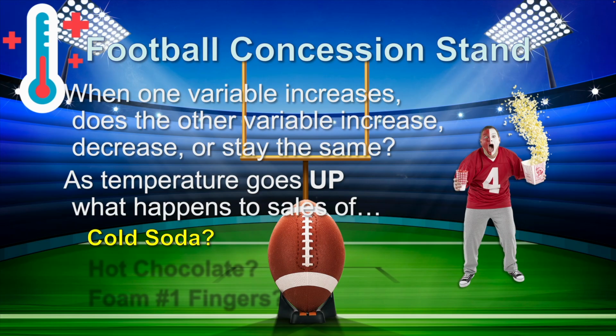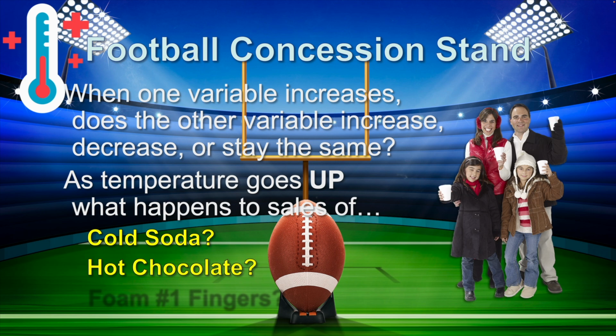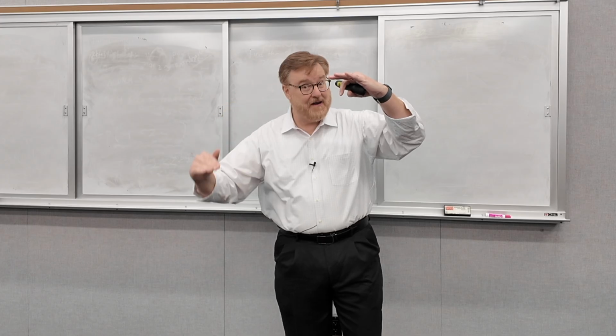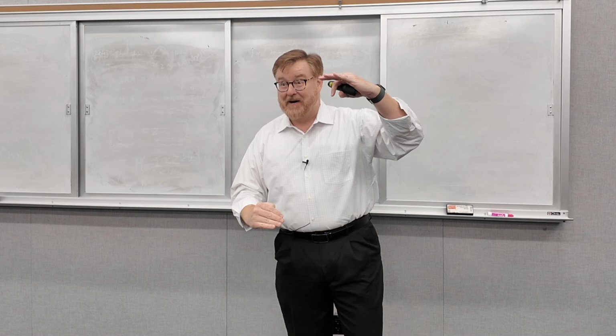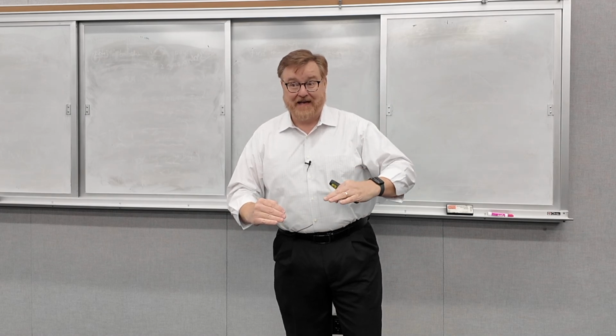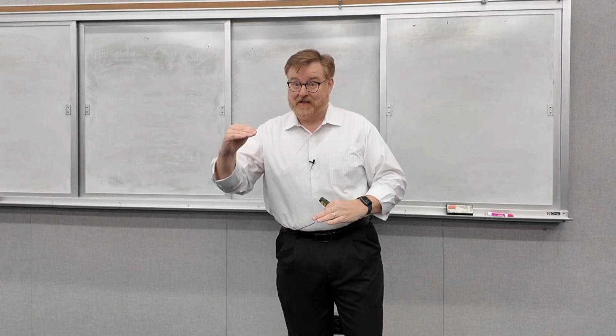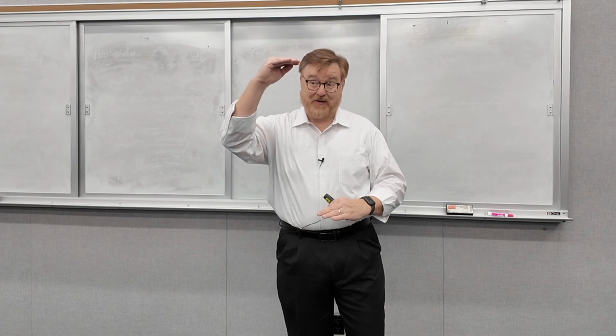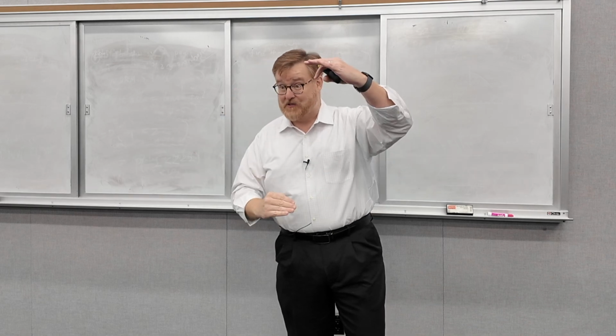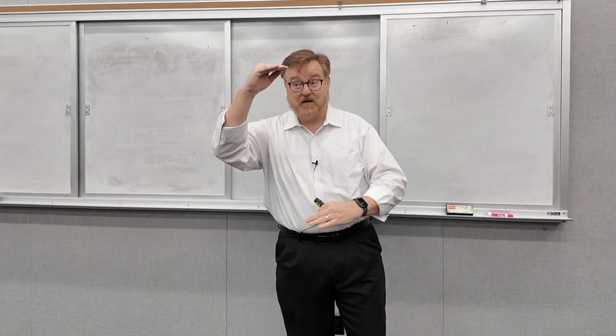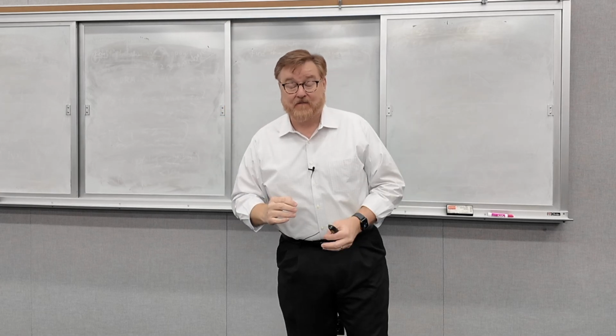But as the temperature increases, what is going to happen to the sales of hot chocolate? If it's August and it's 95 degrees, we're not going to sell much hot chocolate. But as the weather gets brisk and everyone is bundled up and it's really cold, we're going to sell a lot more hot chocolate. There's an inverse relationship between those two variables. They'll move opposite of each other.